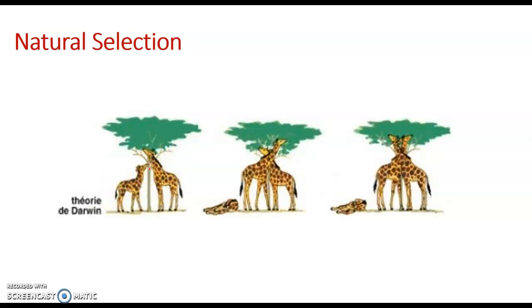And then the selective pressure would be the ability to reach food. This short-necked giraffe is not going to survive because it's not going to be able to reach food, and if it's not able to feed itself, it's not going to be able to reproduce and pass along its genes for a short neck. And over time, all of the giraffe population will then have longer necks.